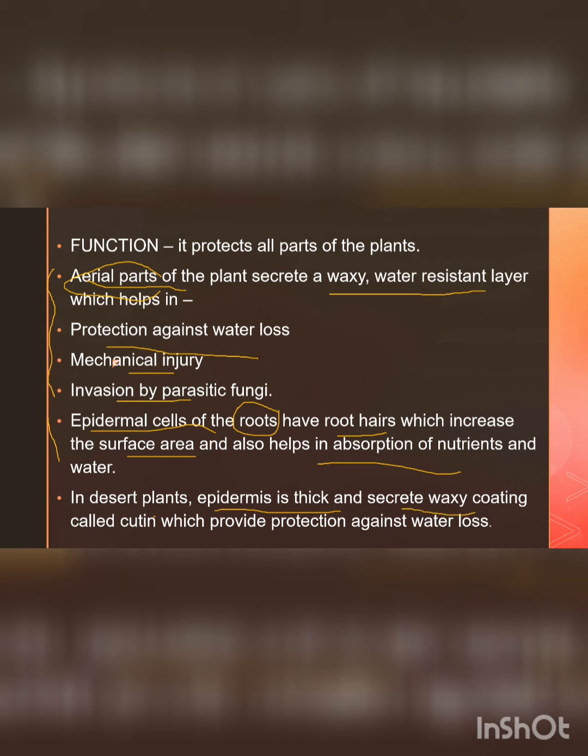That waxy coating's name is very important. You all should remember, that is cutin, which will provide protection against water loss, because you know in desert plants there is very little availability of water.